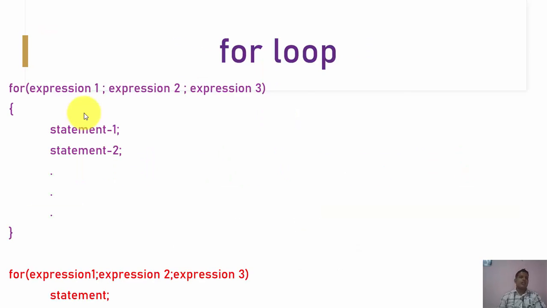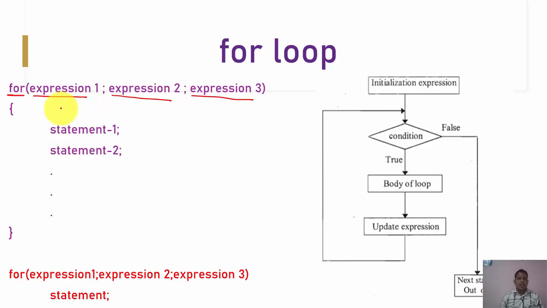So as we know, the syntax for the for loop is as follows. First we define the keyword for, followed by expression 1, expression 2, expression 3, which are present within the brackets, and every expression is separated with the help of a semicolon. Here, expression 1 is simply the initialization expression, expression 2 is the condition, and expression 3 is an update expression.